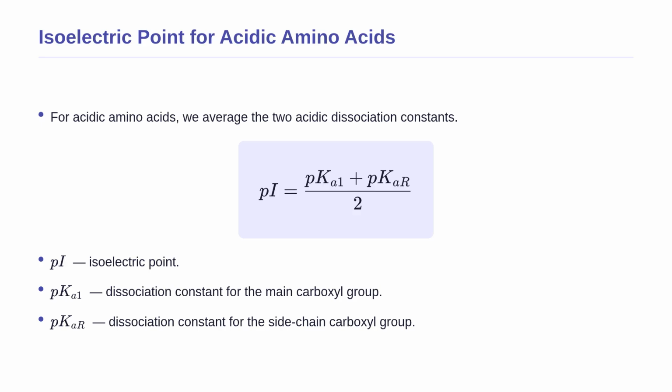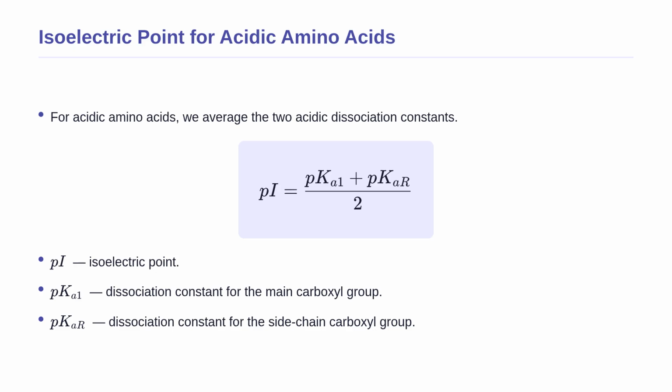To handle this third ionizable group, we use a modified version of our formula. Conceptually, because the neutral charge state for an acidic amino acid is bracketed by the 2 acidic groups, we completely ignore the high value of the basic amino group. Let us look at the updated symbols.